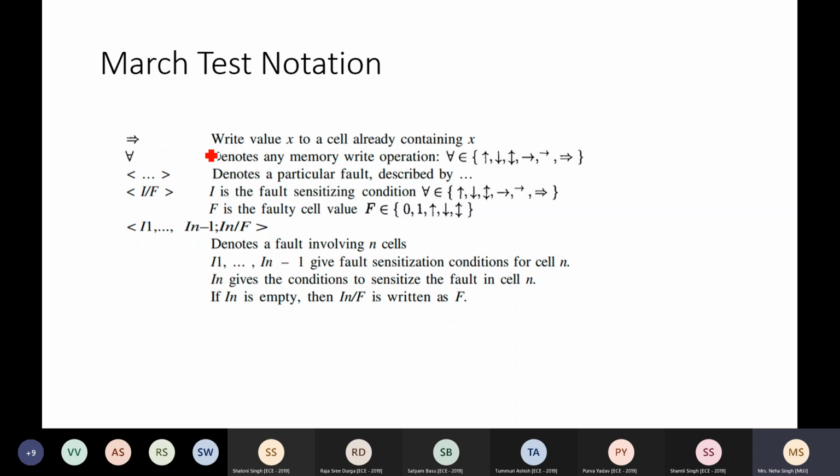Double arrow rightwards, the X value, don't care. For all indicates the memory write operation. Any of these arrows. Maybe write 1, maybe write 0, maybe to change from 1 to 0 or 0 to 1. Any value, double arrow as well. I oblique F. I is the fault sensitizing condition. That is, you are moving with some arrow, and F is the faulty cell value, right, which may be 0, 1 or X. I can have multiple faults identified here.